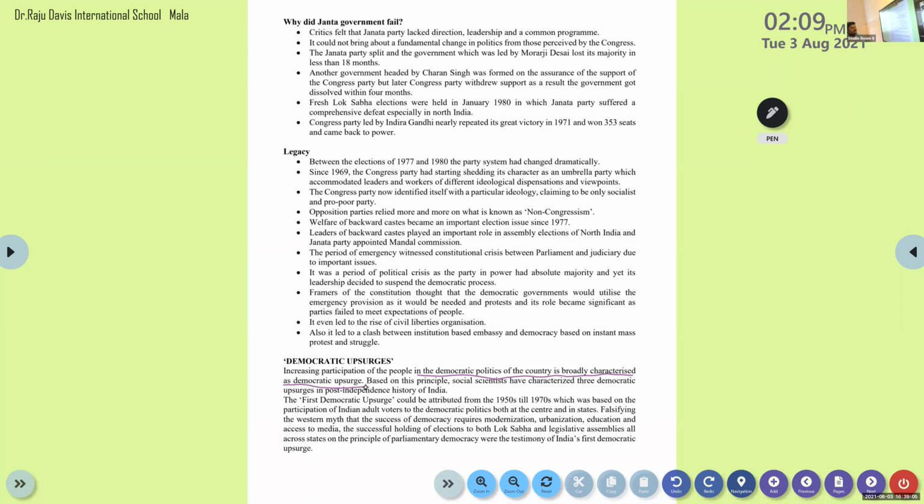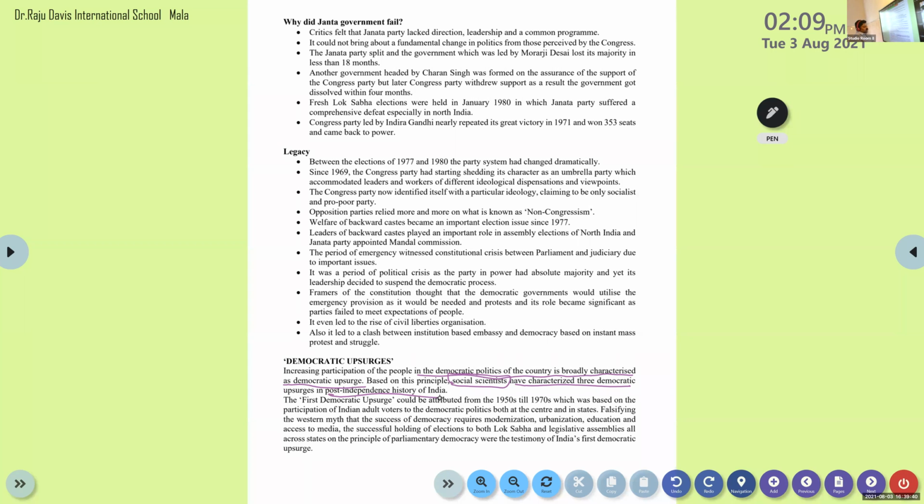Based on this principle, social scientists, the people who study social sciences like political science and history, and all other subjects, have characterized three democratic upsurges in post-independence history of India. So those who study social science and political science basically divided the Indian democratic upsurges into three after independence.